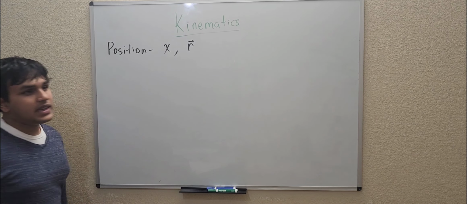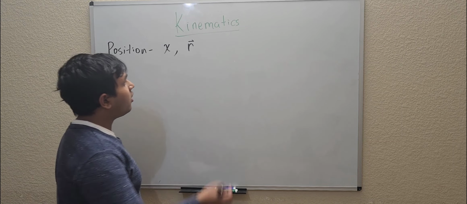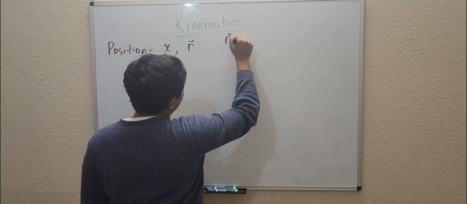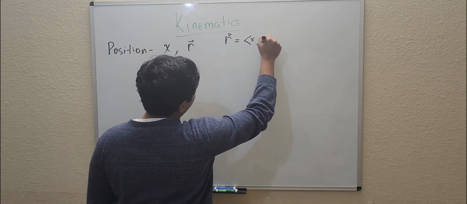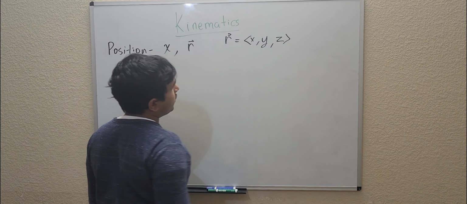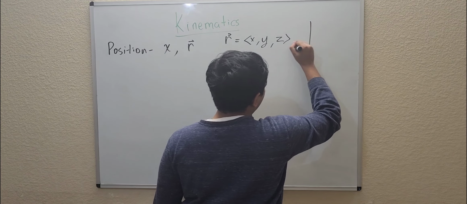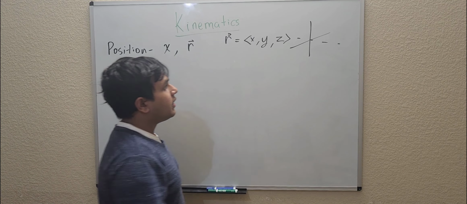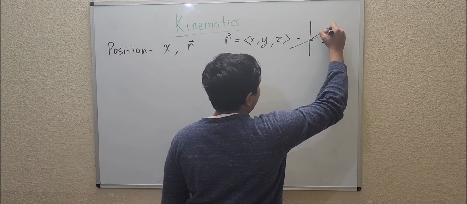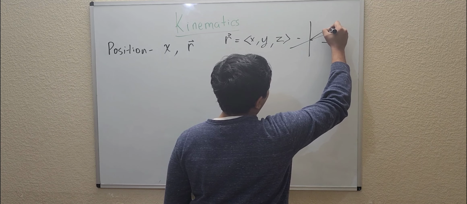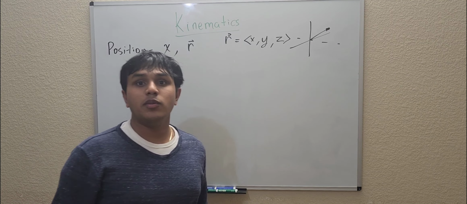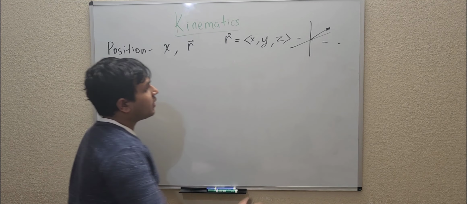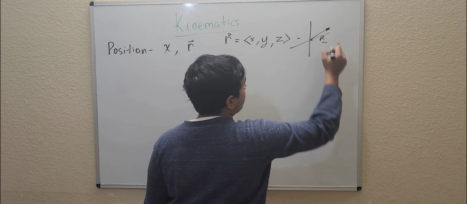r is a vector, meaning it has direction, and r is composed of its x, y, and z components. For example, if you have a coordinate grid, then r is the vector that points to where your position is at any one moment in time. Okay? So that you would say is r.